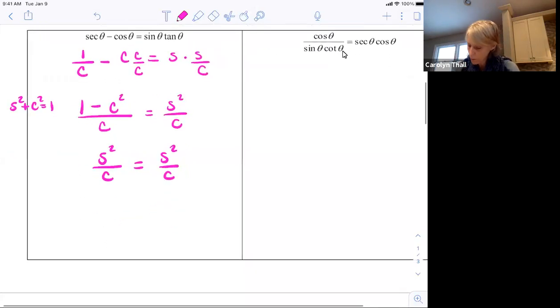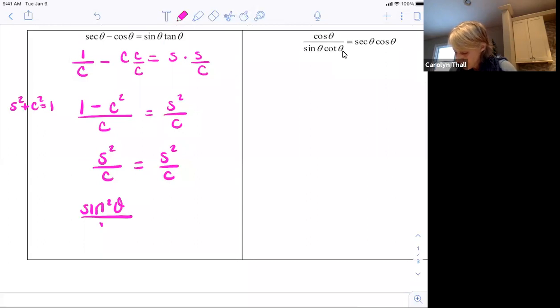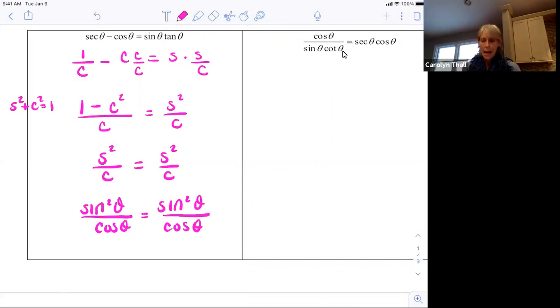And just to be formal, we should put our angle back in, right? We just took it out to make it quicker. And we show that these two actually match.